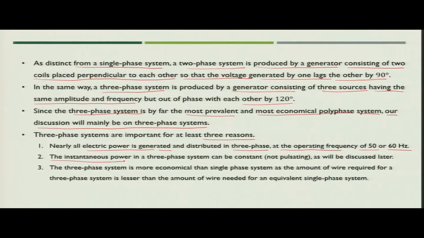Second, the instantaneous power in a 3 phase system can be constant. That means when the power is generated from the generator, the value of power P, that is the average power, will always be constant. We will discuss this phenomenon later in our course, how the power generated from the 3 phase system is constant. Third, the 3 phase system is more economical than the single phase system. Why? Because the amount of wire required for a 3 phase system is less than the amount of wire needed for an equivalent 3 single phase systems.